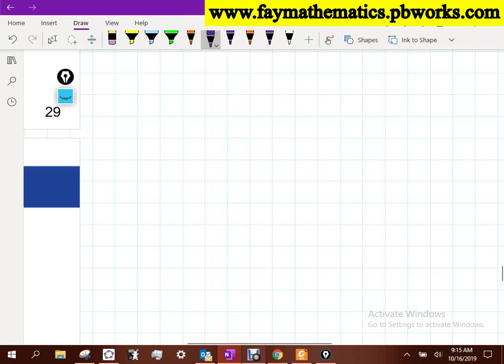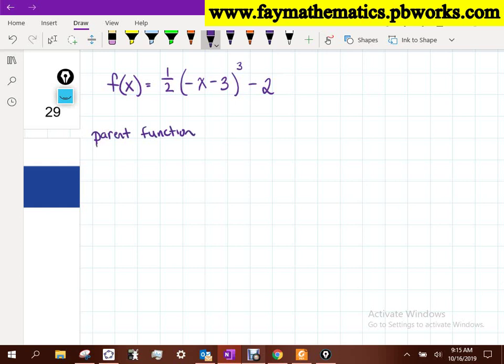All right, guys. We've got this function, f of x equals one-half the opposite of x minus 3, cubed, and then remove 2. My question is, what's the parent function? It's x cubed. So the parent function is f of x equals x cubed.